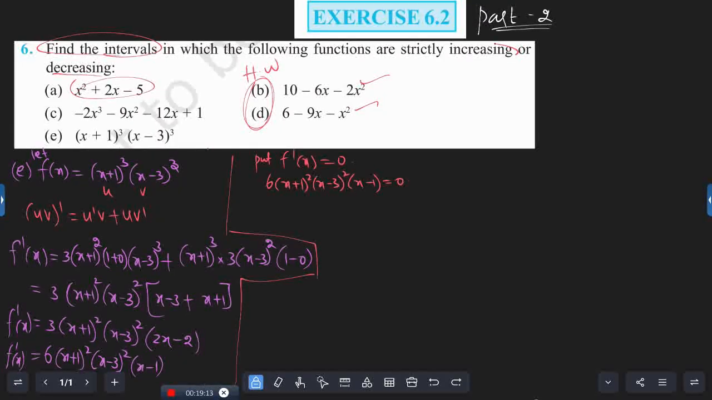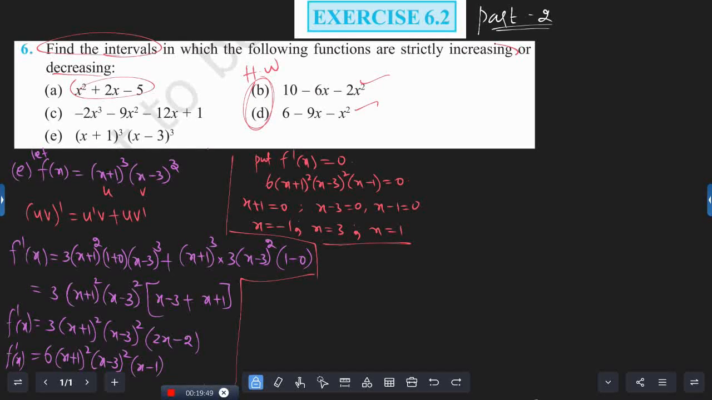If I'm making everything equal to 0, what am I getting? 6 you leave it, since multiplied by 6 the opposite is 0, and 0 divided by anything is 0. Finally, (x plus 1) whole square equal to 0. The square I'll leave it, because the square's opposite is root 0, which is 0. So x minus 3 equal to 0 and x minus 1 equal to 0. Finally x equals minus 1, x equals 3, and x equals 1. So we have three values.